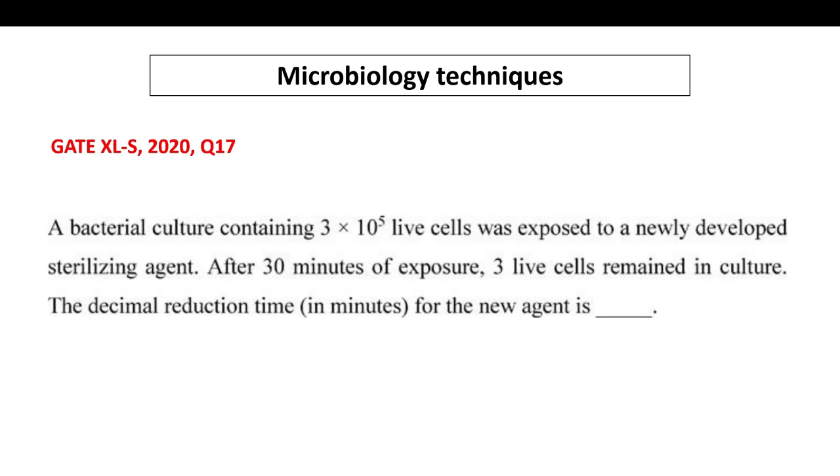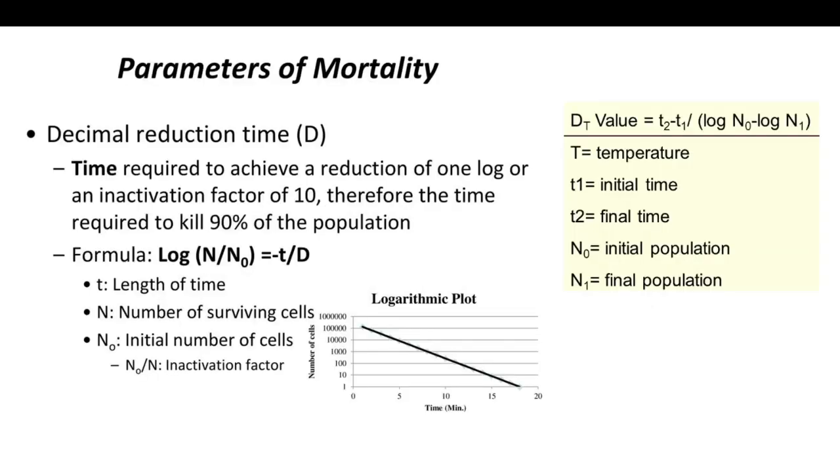After 30 minutes of exposure, 3 live cells remained in the culture. The decimal reduction time in minutes for the new agent is? So it is asking something about decimal reduction time. To solve this question, let us first give you an idea about what the decimal reduction time is.